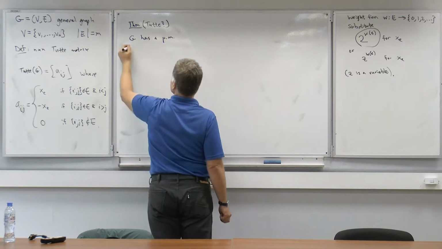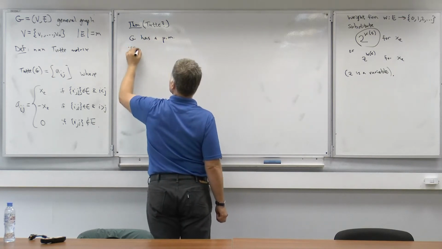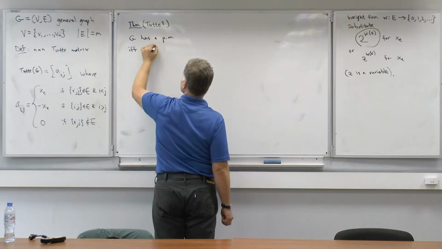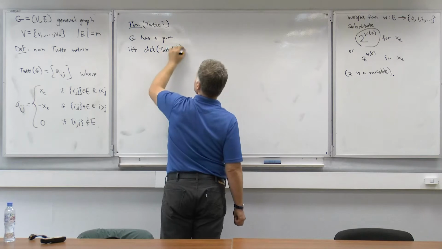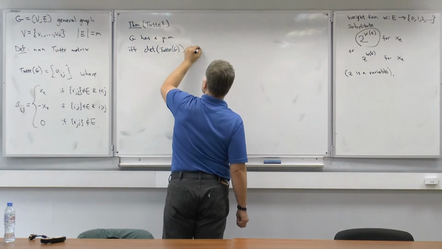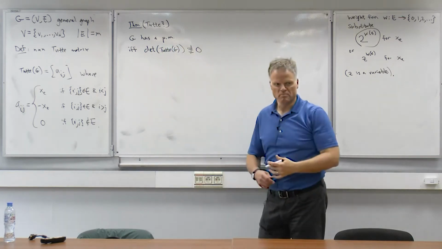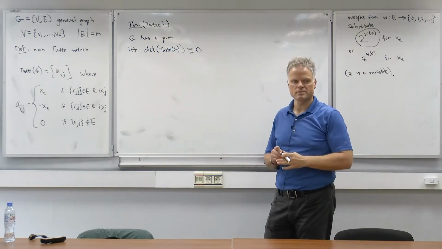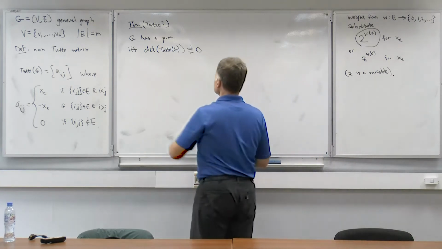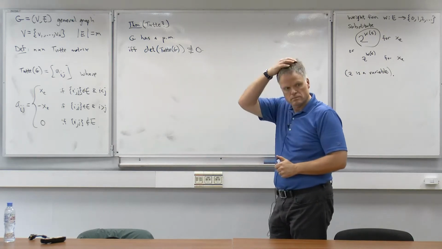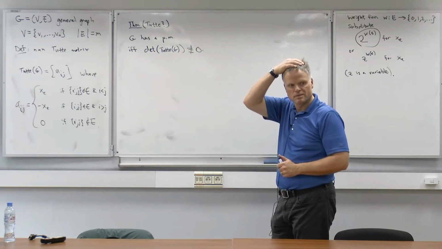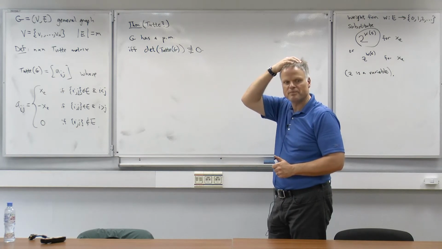Okay. G has a perfect matching if and only if the determinant of the Tutte matrix of G is not identically zero as a multivariate polynomial. Okay. All right, so is it clear what the theorem says?